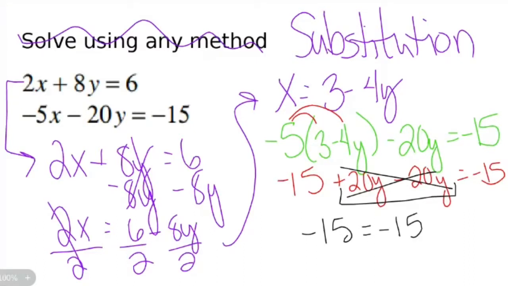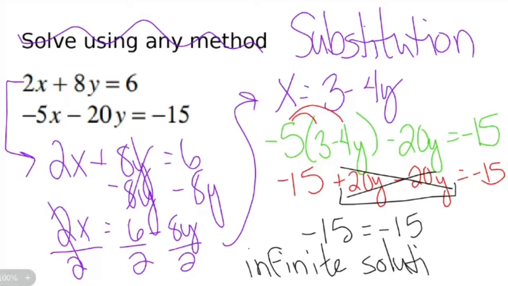So if your variables disappear and you're left with 2 numbers that are equal to each other, what you have here is infinite solutions. It's been a while since we've done one of those. If your variables disappear and you're left with negative 15 equals negative 15, or 2 equals 2, or 8 equals 8, or a number equals itself, it's infinite solutions. If your variables disappear and you're left with something like 2 equals 3, which isn't true, or negative 5 equals 12, which is false, that's no solution. In this case, we have infinite solutions because they're the same line.